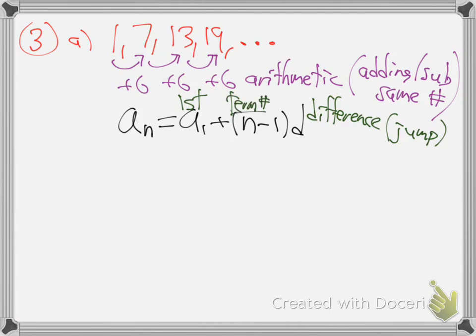Term number. Okay, so there's the formula. Let's give it a go. a sub n equals a1. What's the first term? Right there, 1. Plus n minus 1 times d. What's the difference from term to term? 6. Put that in there, 6.